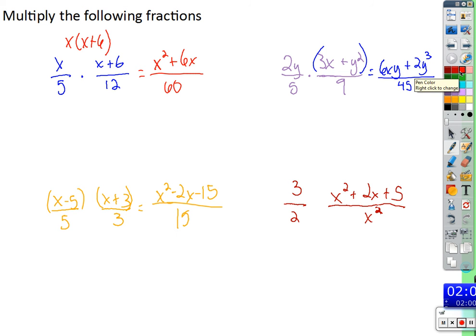Lastly, we get what? 3x squared, 6x plus 6. Cancel the x squares. Cancel the x. Cancel the 2s. Because there's so many things to try and cancel out, maybe I should tell you why you should or shouldn't.